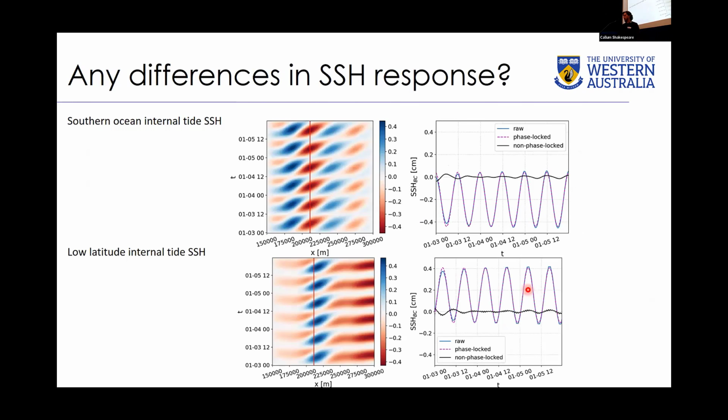This was a comparison between the Southern Ocean case and the low latitude case. It basically showed that with the same forcing and the same bottom topography, you more or less get the same amplitude sea surface height response. So the vertical stratification in the upper ocean isn't really having a big part in that response.